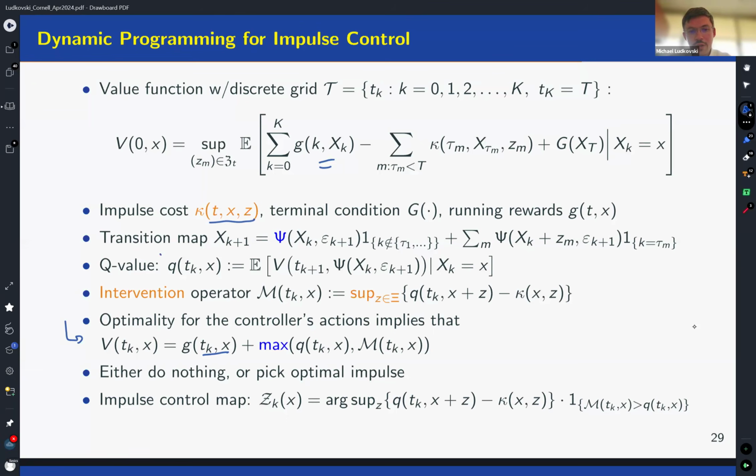This is the Q function. Or you go ahead and you do the best intervention, the best impulse you can. That's called the M operator, which is maximizing over all possible actions what to do. And the action means that you move X instantaneously to X plus Z, and you pay an impulse cost called kappa. Okay, and so the whole point is that to solve this equation here, you have to see what do I have to know? Well, G is given.